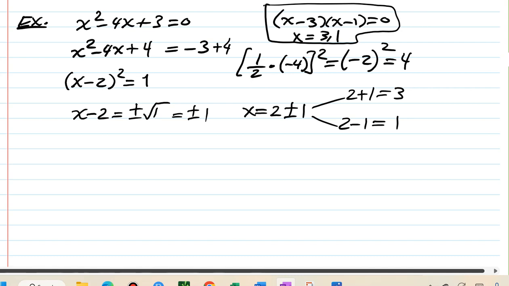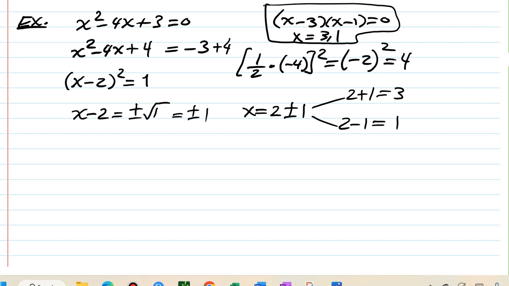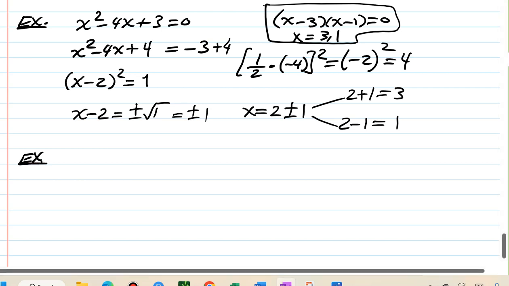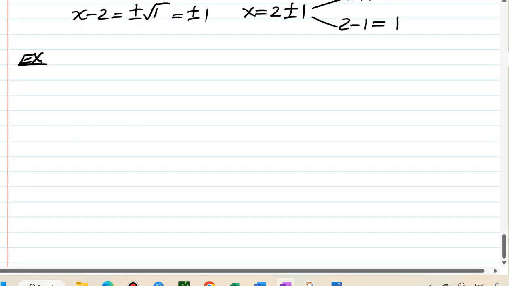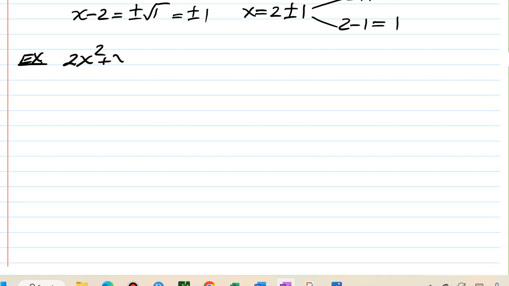Okay, now, let's take a look at this one. In this example, I'm going to make the coefficient different from 1. So let's make the coefficient not too big. Let's make it 2x squared plus x equals 10. Okay. So before we can actually do this, remember the coefficient has to be a 1.